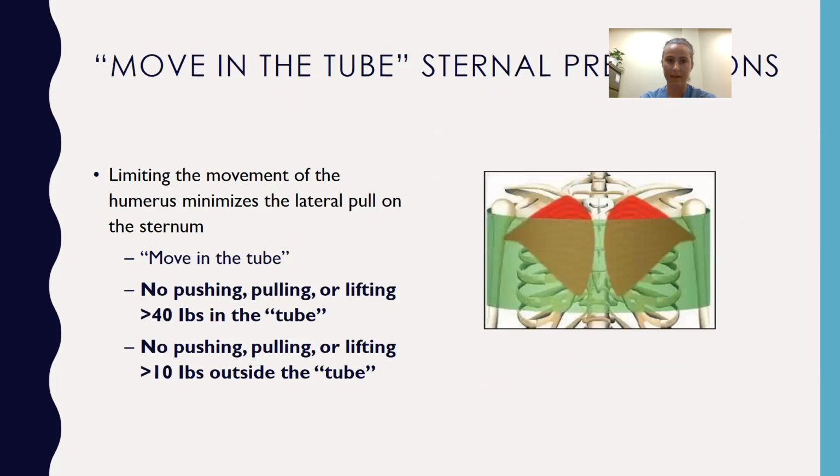So then they came up with Move in the Tube. For this, they wanted to limit the movement of the humerus in order to decrease the pull on the sternum. And anatomically, this makes sense because if we're keeping our arms adducted by our sides, then we're not going to be pulling on that pec major, which would ultimately be pulling on the sternum and the incision.